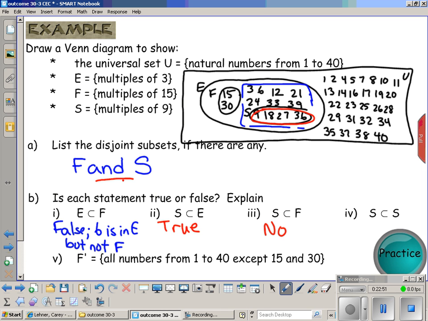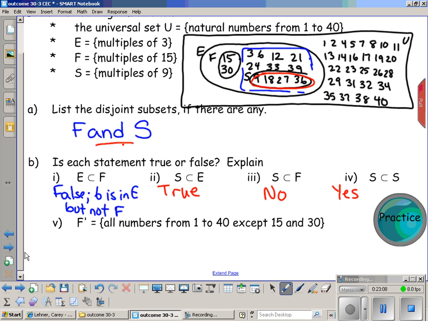Is F a subset of F? Here's something we haven't talked about. The answer is yes. It is. A set is a subset of itself. So we can actually classify it as a subset of itself. And the last one.